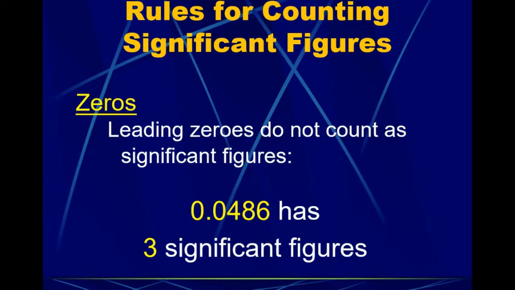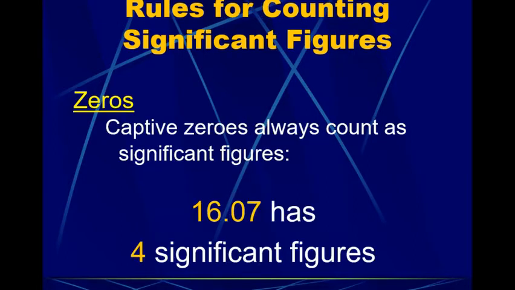So the number 0.0486 has 3 significant figures, and those are called leading zeros. The next kind of zero is called a captive zero. Captive zeros are zeros trapped between two non-zero digits. A zero that is trapped between two non-zero digits is always significant. So 16.07 would have 4 significant figures.